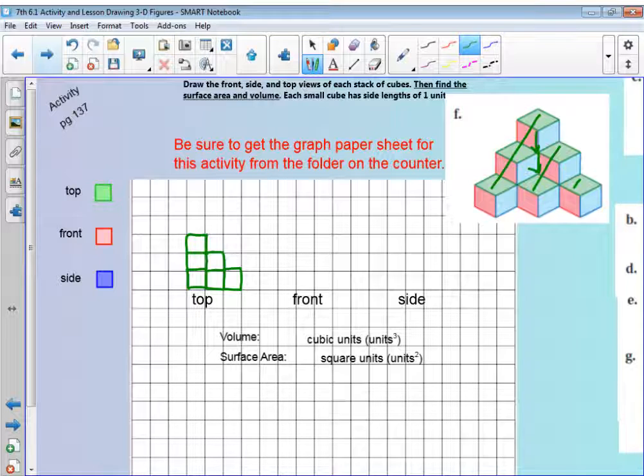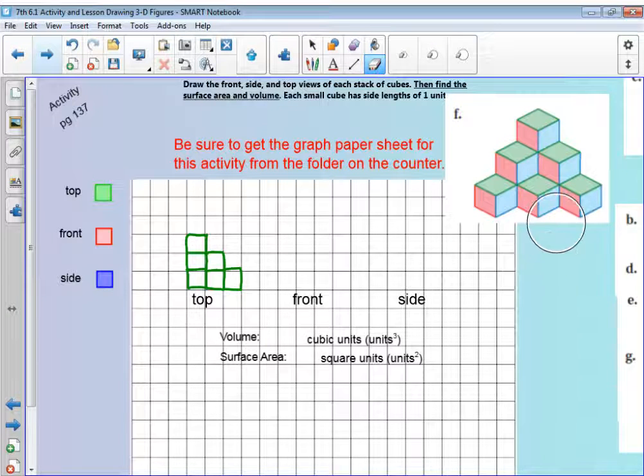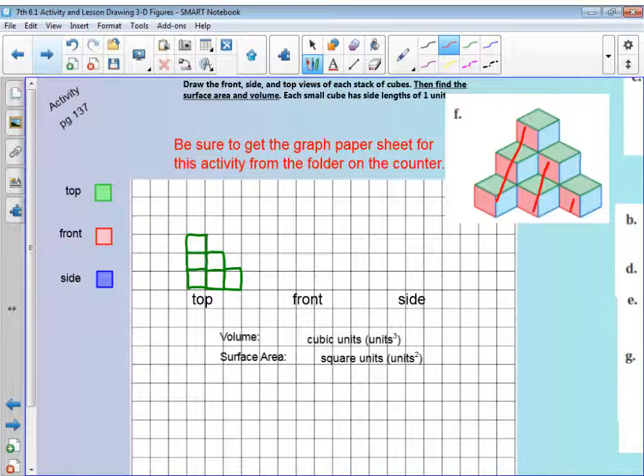Okay, so it looks something like that. And yours might be turned or rotated differently than mine. Okay, so that's what it looks like from the top. Okay, from the front. Our front is our red. So we've got a stack of 3 here, a stack of 2, and a stack of 1. So a stack of 3, it's going to look similar to my top. Stack of 3, stack of 2, stack of 1.